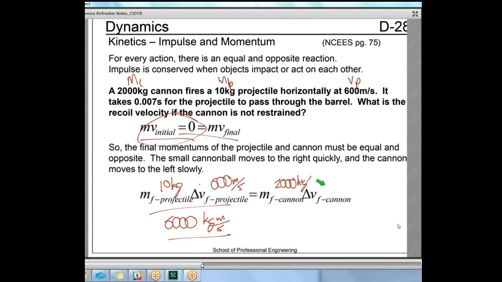So the mass of our cannon is 2,000 kilograms. What's the final velocity of our cannon going to be? Yeah, 3 meters per second. In fact, if we were to be a little more rigorous about this, we'd call it sort of a negative 3 meters per second to indicate its direction. So the cannonball goes off to the right at 600 meters per second, and the cannon goes to the left at 3 meters per second.